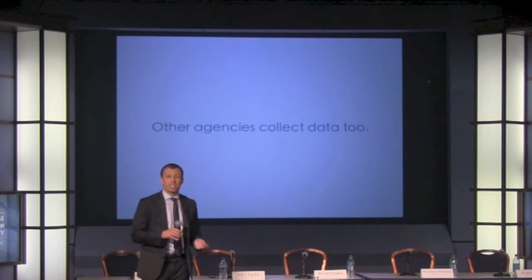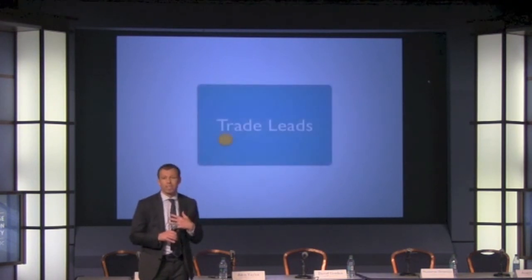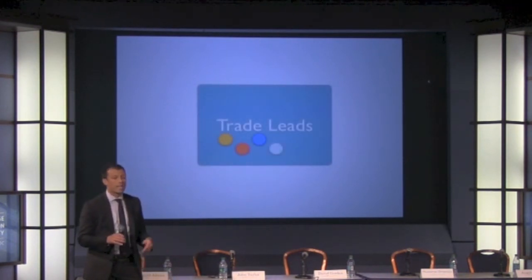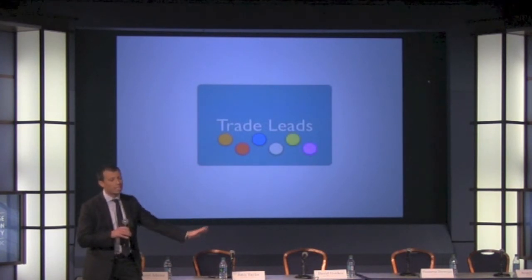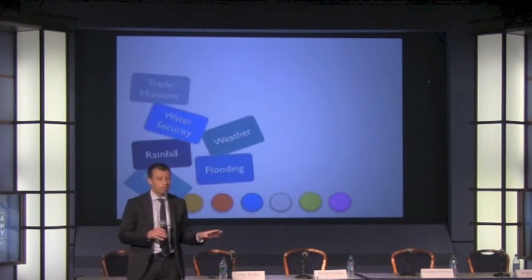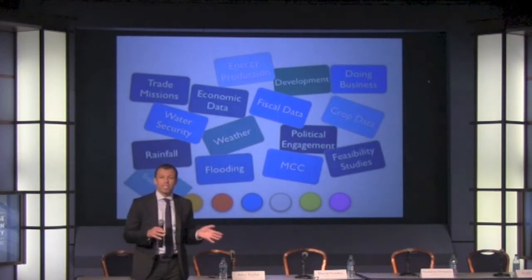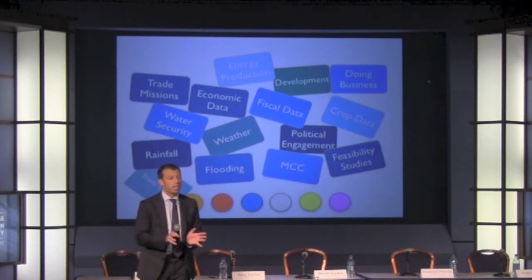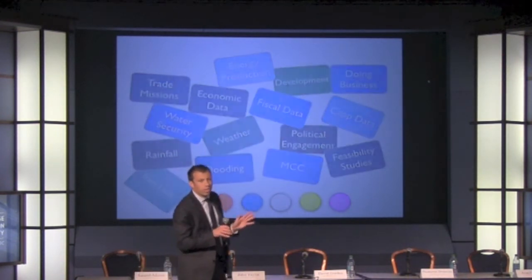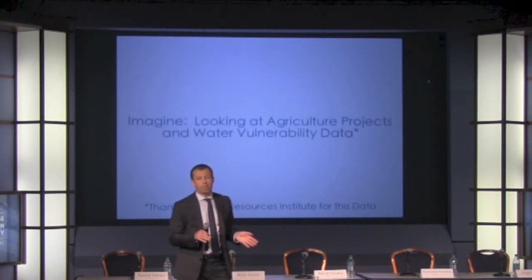Right? Other agencies collect data too. Trade leads, I've been talking about as the center of the universe, but it's not. It's actually part of a broad set of data that we collect around the US government all the time. What if we could take this data and start to put it together in a mapped way so that people could understand more effectively things that are happening around the world?